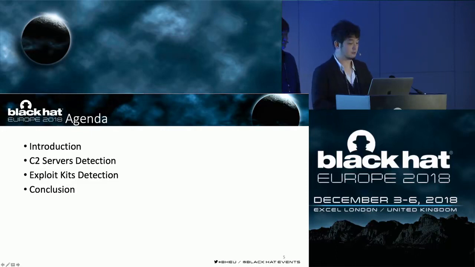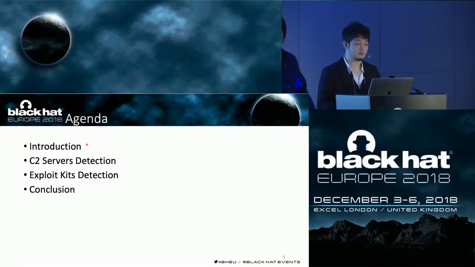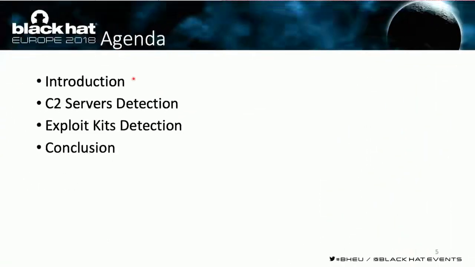This is the agenda of this talk. First, we will explain what the problem is with the existing detection methods and why we do this research. Second, we will show you how to detect C&C servers with CNN models. Third, we will show you how to detect exploit kits with RNN and DNN models. Finally, we will give the summary of this talk.